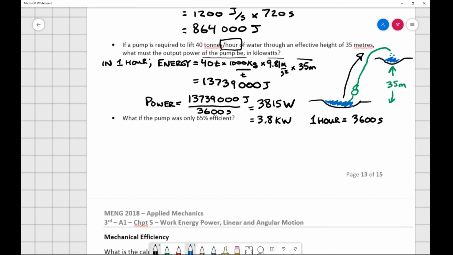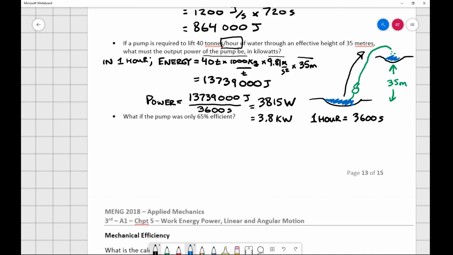We have a second question: if the pump was only 65% efficient, how much power would we have to supply to the pump? Before, when it was 100% efficient, we would need 3.8 kilowatts of energy to move that water, and we could supply 3.8. But if the pump's only 65% efficient, we're going to have to supply more energy to the pump in order to get an output of 3.8 kilowatts.